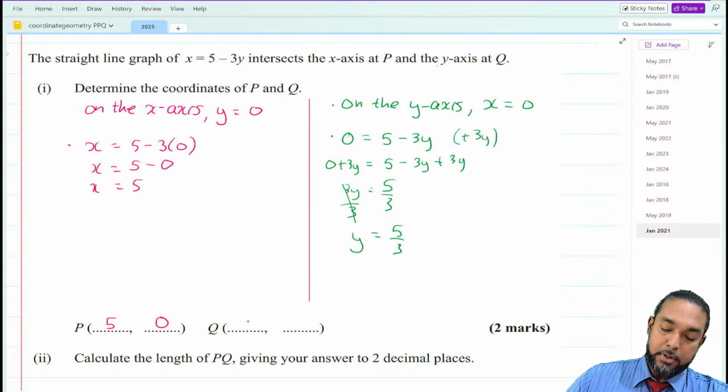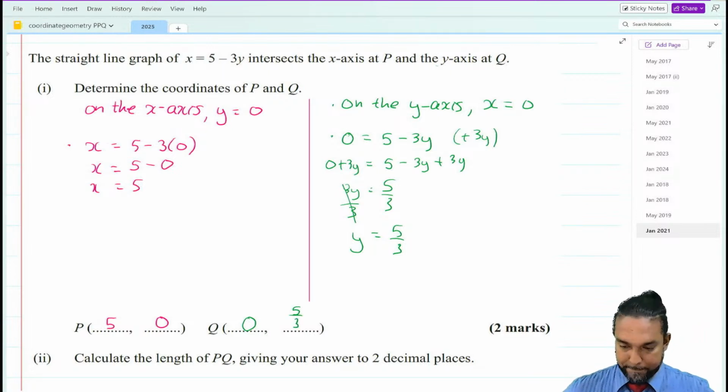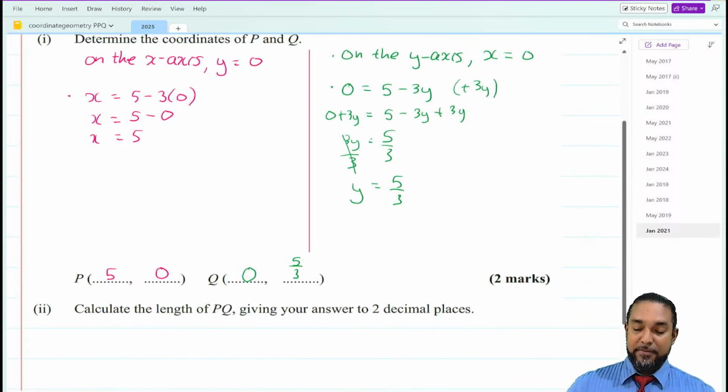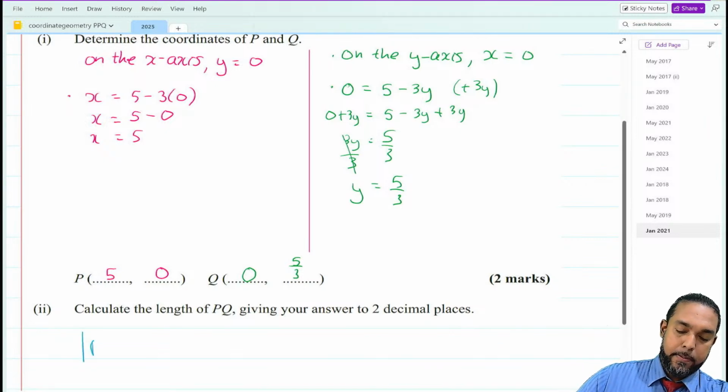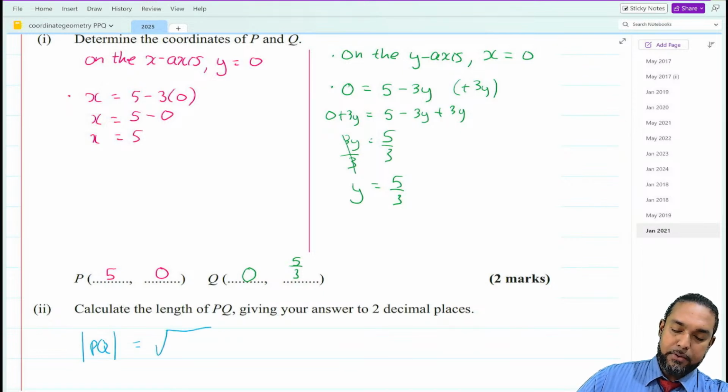So now, for the point Q, x is 0 and y is 5/3. Right? And then they want the length of PQ. So there's a formula for length of a line, right? So the magnitude of a line, or the distance between 2 points, is given by the following formula.